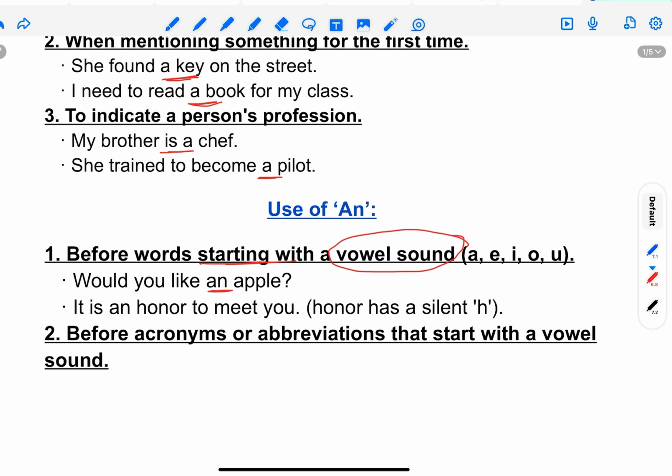It is an honor to meet you. The word honor starts with a consonant letter, but its pronunciation is onor, the H is silent. Since H is silent, the sound is a vowel. So article an will be used, not a.